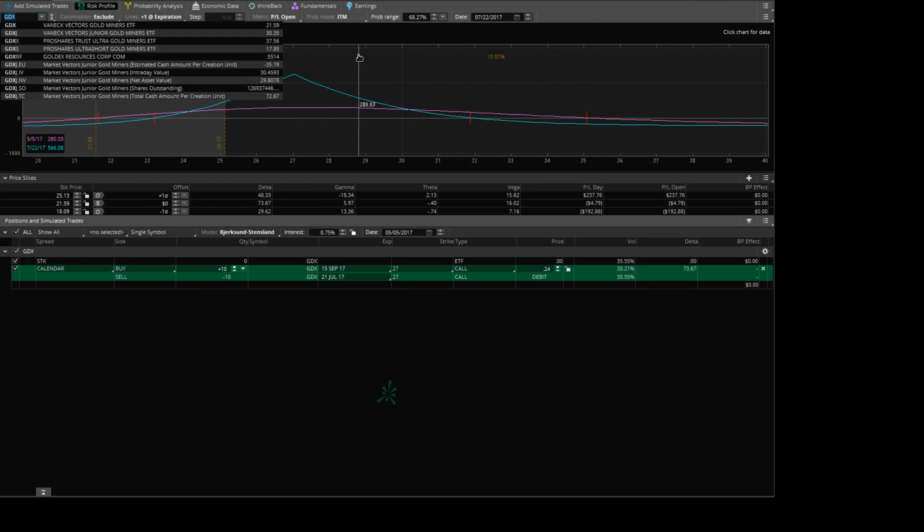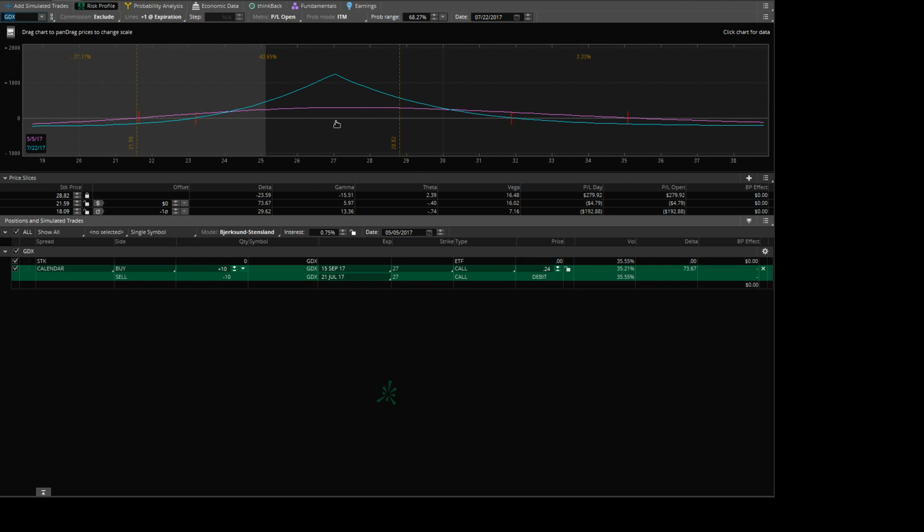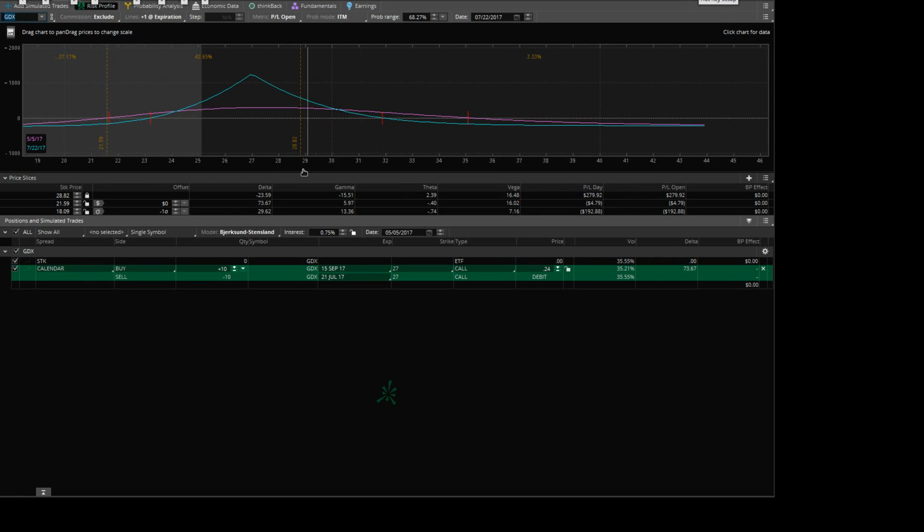Let me just move it here a little, compress this a little more so you can see better. So this is where we are right now, and I always get the colors confused. I think this line is magenta. So the magenta line is the unrealized profit you'll get day after day. So you notice that if GDX moves up, you will get a nice profit here.